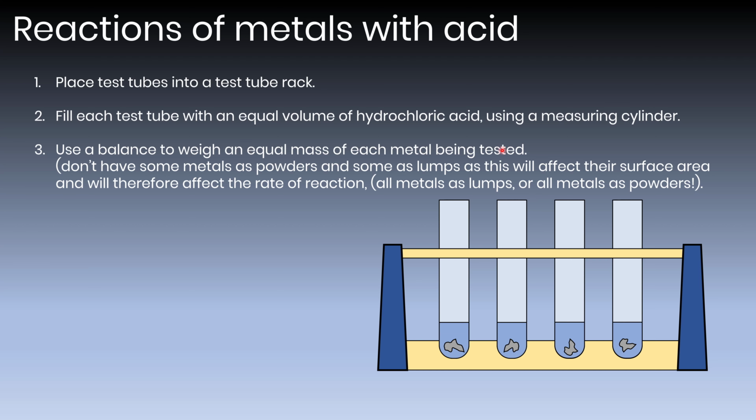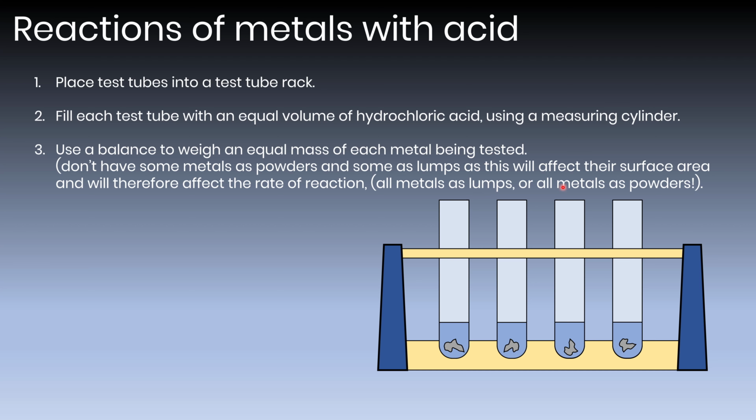This is a key control variable to ensure that the mass of metal going into the test tube is the same. Now, some metals come in different formats. In other words, some of them come as powders and others come as lumps or pieces of ribbon. It's very important that for each of the metals we are comparing, we use the same structure of the metal. So we either need to use all the metals as lumps or all the metals as powders.